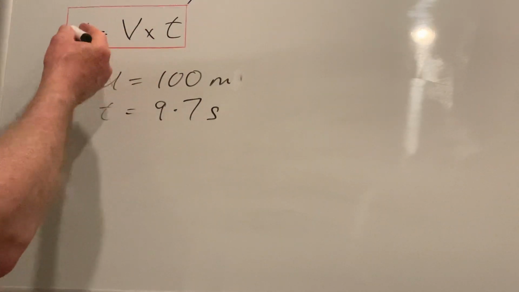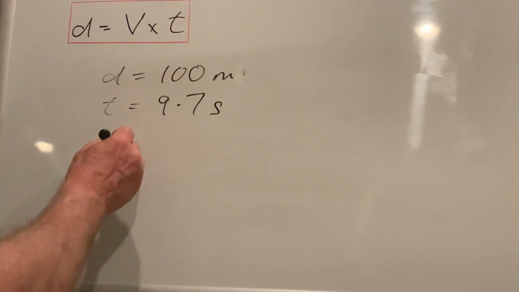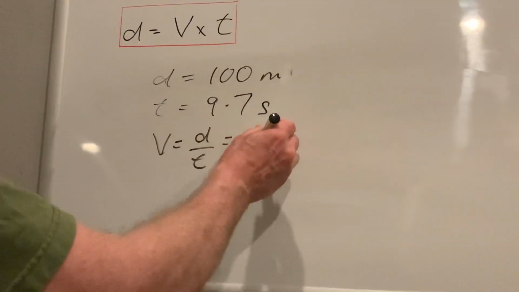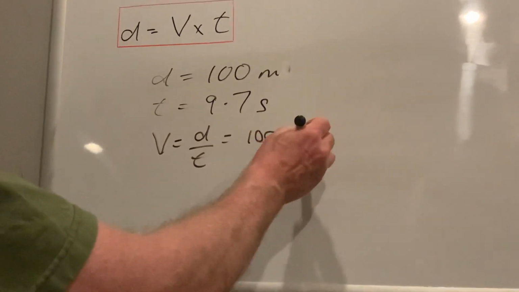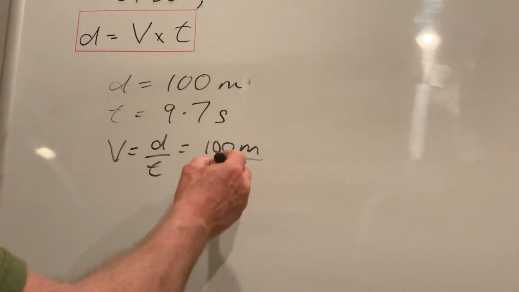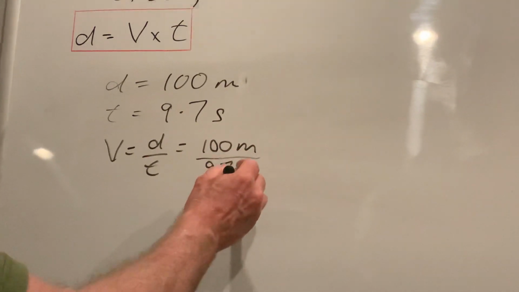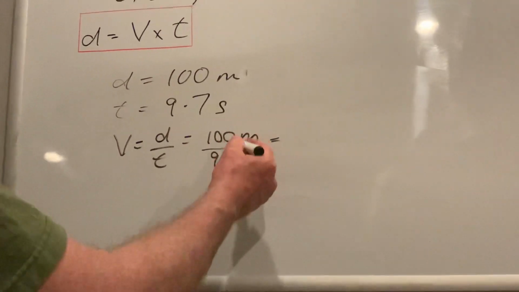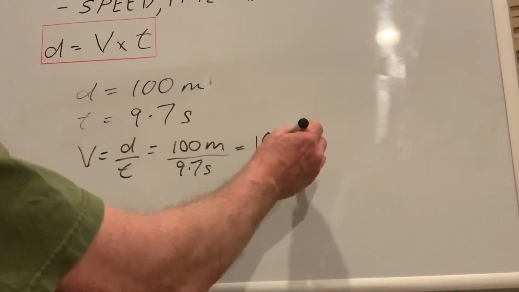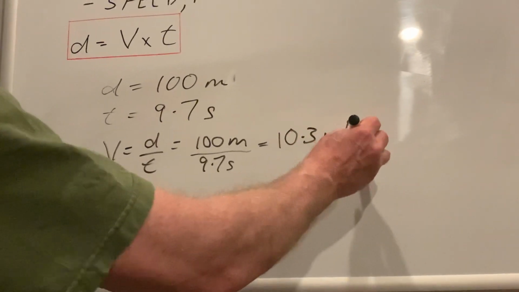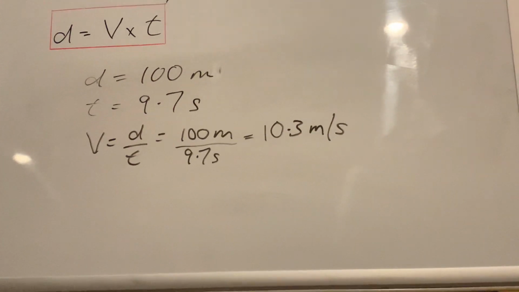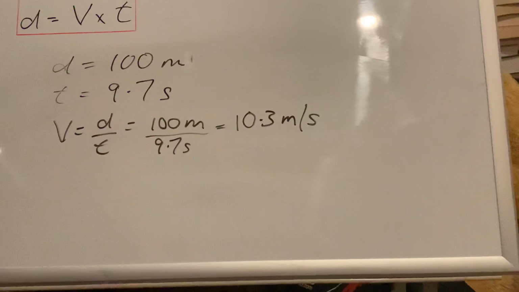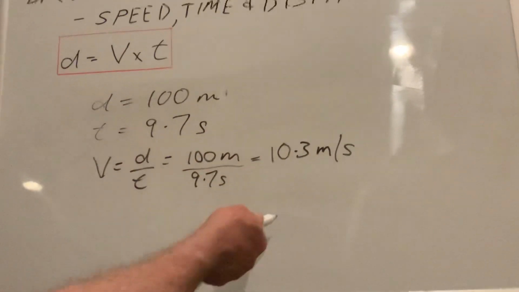So what is his velocity? Well, velocity equals distance divided by time. So velocity equals distance over time, which equals 100 metres over the time, 9.7 seconds, which equals, if you work it out on the calculator, 10.3 metres per second. That's how fast he's running. Well, that's pretty jolly fast. But that doesn't mean a lot to me. I say, well, tell me, Dr. Scott, what is it in kilometres per hour?